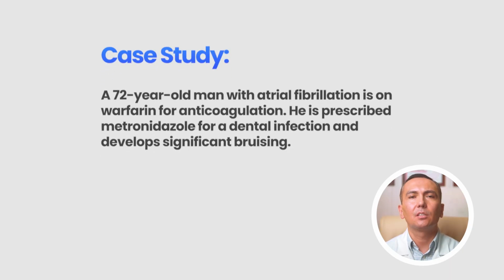When given NSAIDs with methotrexate, the methotrexate level can increase in the human body because of the reduced renal clearance of the medication. Let's discuss a sample case study.